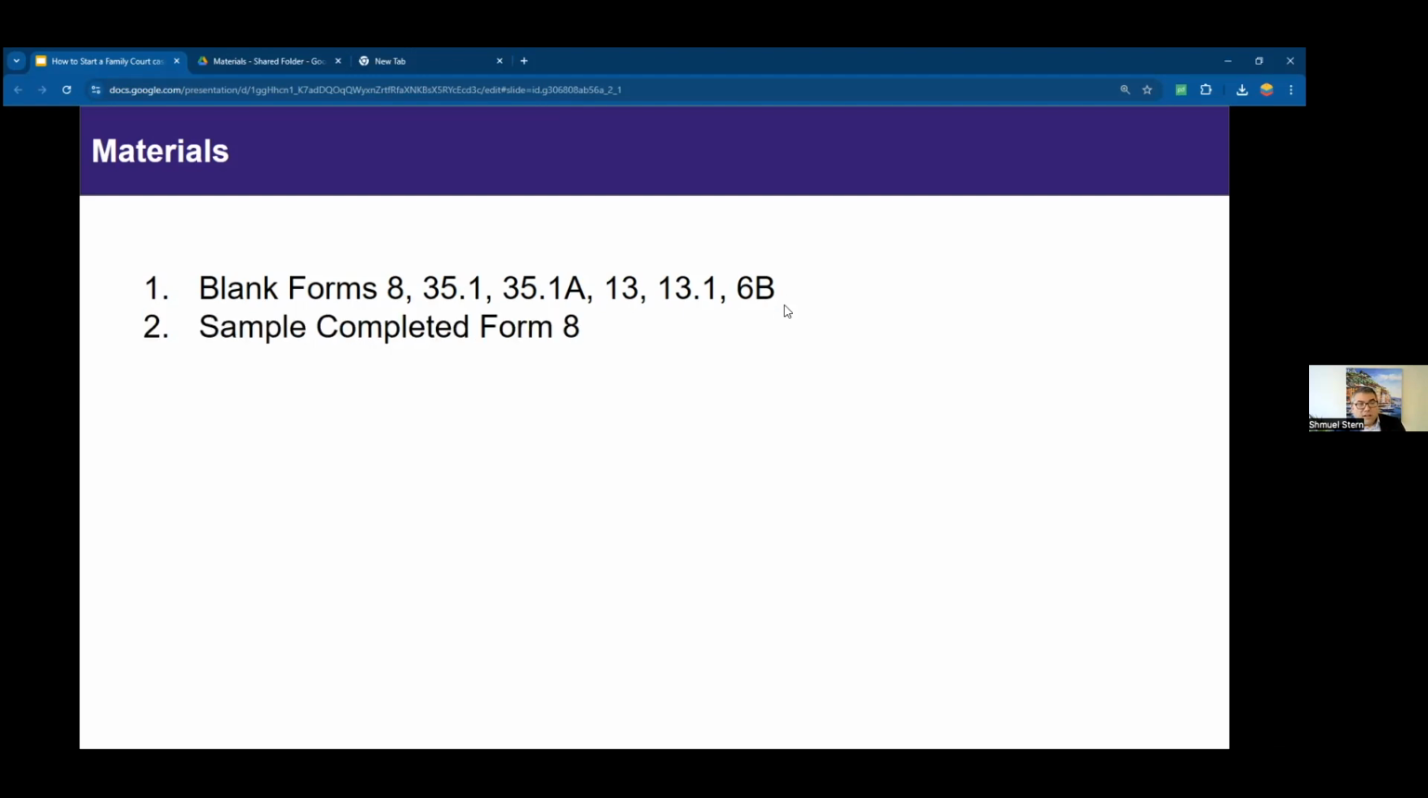Number two, I created a sample Form 8, which we'll go through. All right, so you'll see what a Form 8 looks like. The Form 8 is the application, that's the starting document.